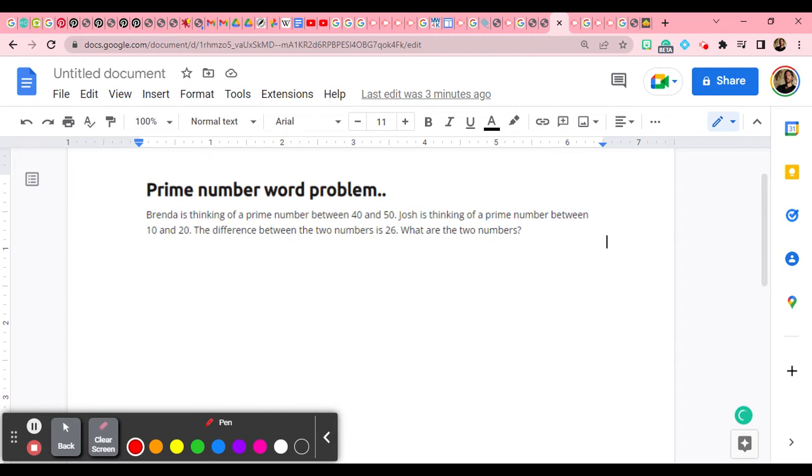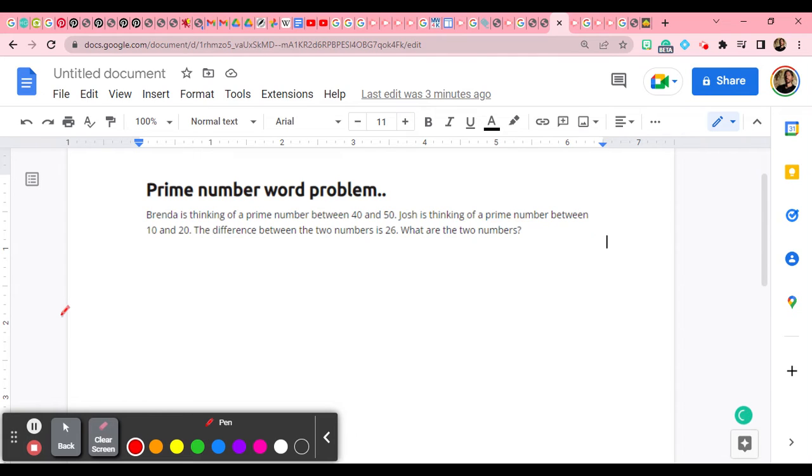We are going to do a prime number word problem, okay? I know we all have trouble with word problems, so I'm trying to do as many word problems as I can. So this one says Brenda is thinking of a prime number between 40 and 50. Josh is thinking of a prime number between 10 and 20. The difference between the two numbers is 26.